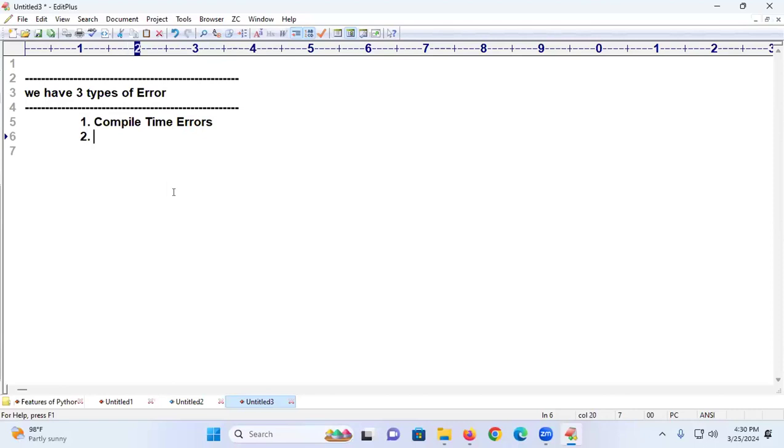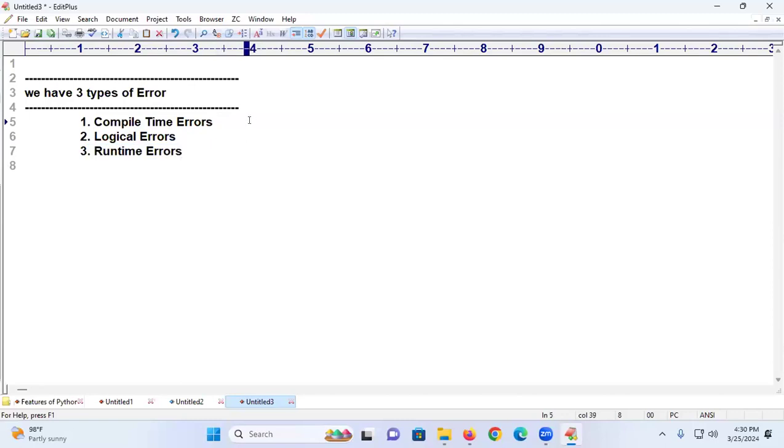The second one is called what? Runtime errors. Okay, because you CSE people know compile time errors and runtime errors. I'm appreciating that. One more error is called what? Logical errors. How many types of errors are there? Three types: compile time errors, runtime errors, and logical errors.